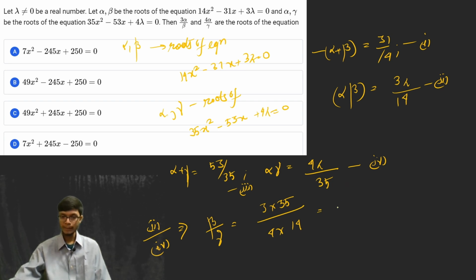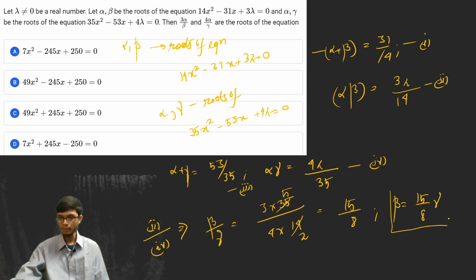And from here you will find the beta by gamma value. You can definitely cancel by 2 and this will be cancelled by 7. So this is 15 by 8. So you get the value as 15 by 8. So from here you can write beta as 15 by 8 times gamma.